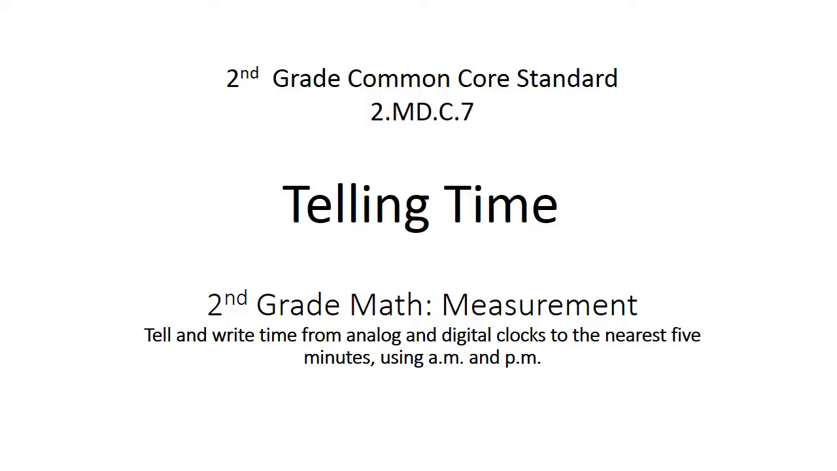Common Core Content Standard 2.MD.C.7. Tell and write time from analog and digital clocks to the nearest 5 minutes using AM and PM.